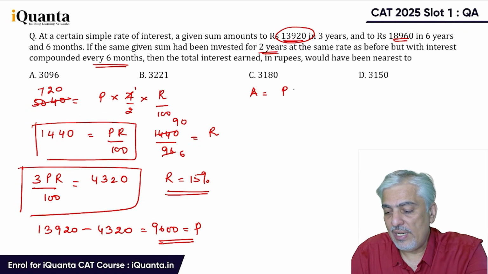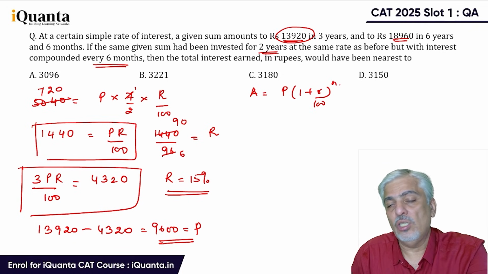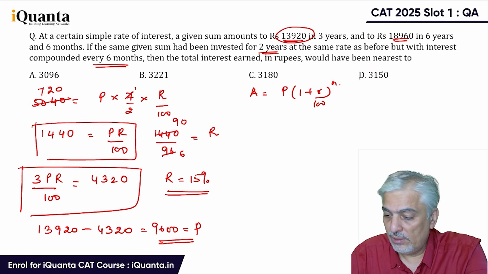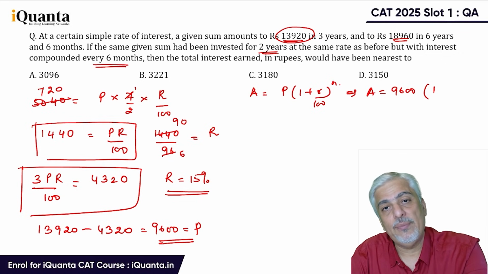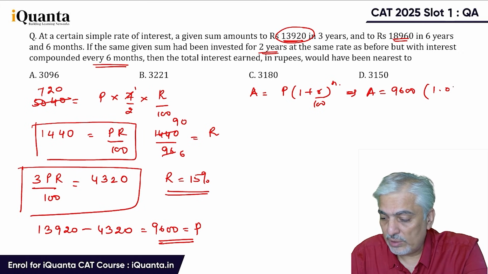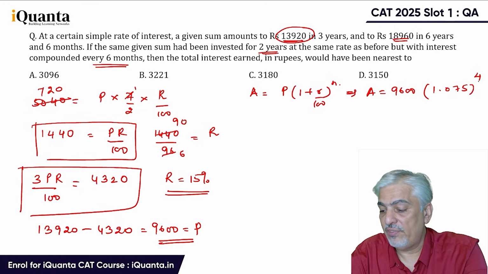Amount is equal to P into 1 plus R upon 100 raised to N. But because it is half yearly, R becomes half and N becomes double. So therefore, the amount would become 9,600 into 1 plus 7.5 upon 100. 1 plus 7.5 upon 100 will become 1.075. And instead of 2 years, this will become 4 because it is compounded half yearly.